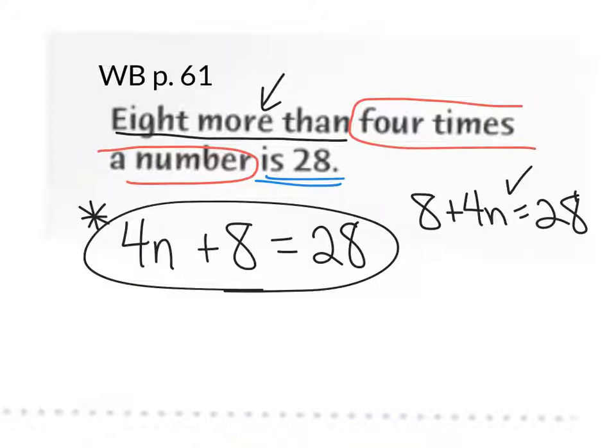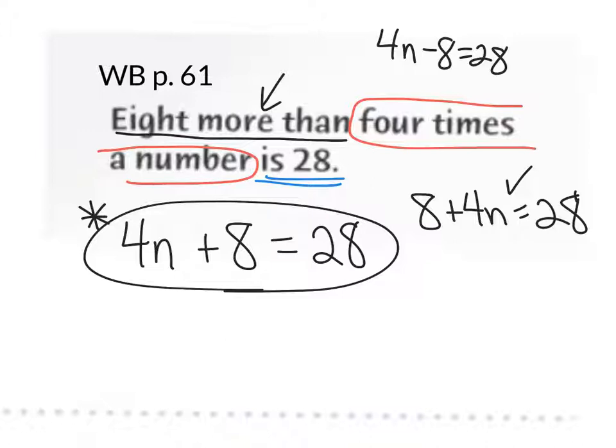So in other words, if this said 8 less than 4 times a number, we would have to do it as 4n minus 8 equals 28. So if we're just in the habit of having it in that order for the addition problems, that'll make it easier for us to put it in that order. We'll be more used to doing it that way for a subtraction problem as well.